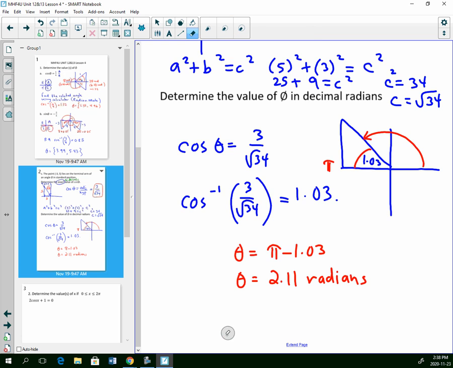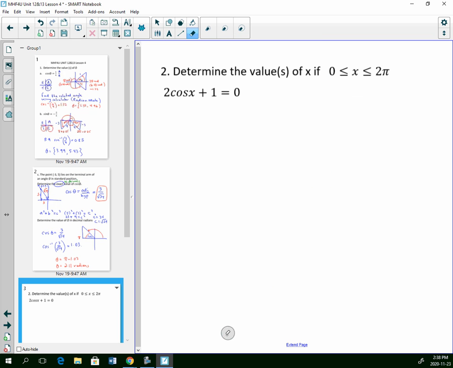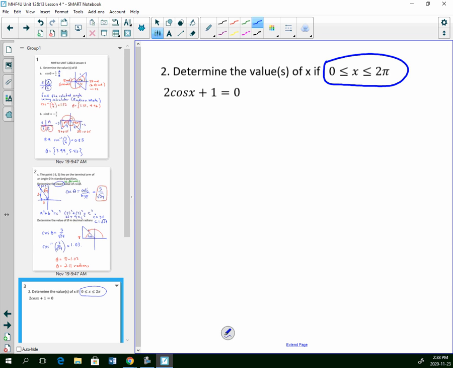Okay, all right. Once you've just done ratios, you will get some equations that you have to solve. So now we're getting into solving for x or solving for theta. And it will give you an interval over which to solve. Right, so it's going to say it's asking you for the values of x between 0 and 2 pi, so going once around in the positive direction.